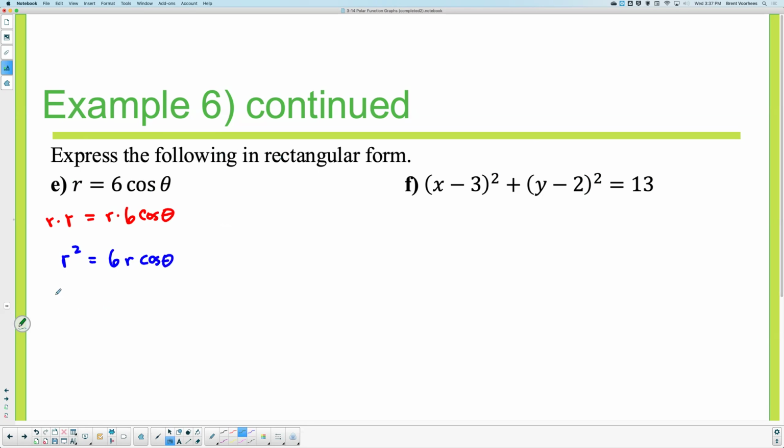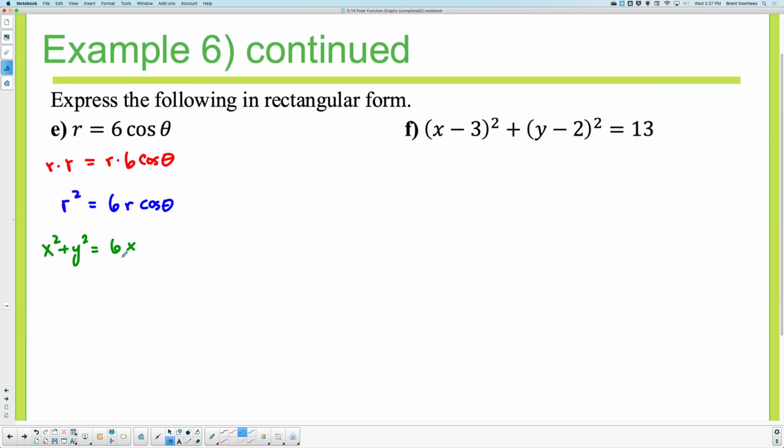r squared, if you remember, is the same thing as x squared plus y squared. That's the Pythagorean theorem. And r cosine theta is x. So you could leave it in this form. A lot of times what we actually do in math is we would subtract over the 6x and we would complete the square. So when I subtract that over, I would have x squared minus 6x plus y squared equals now 0.